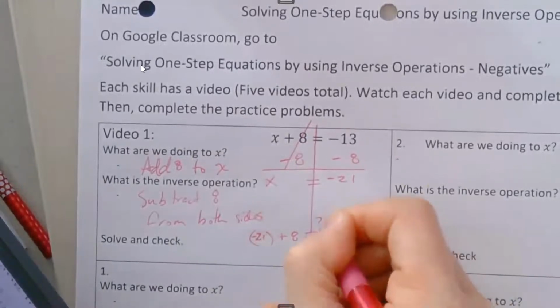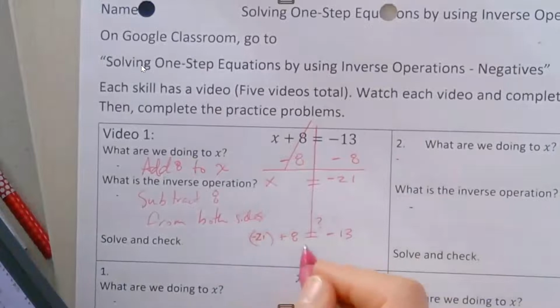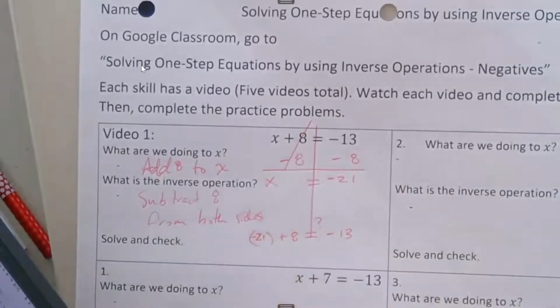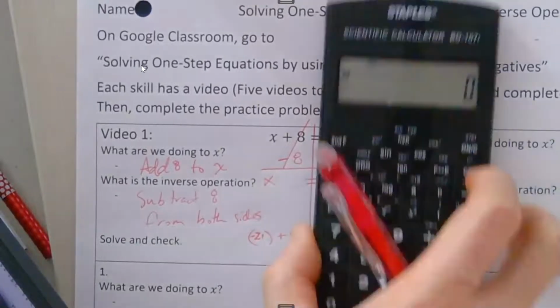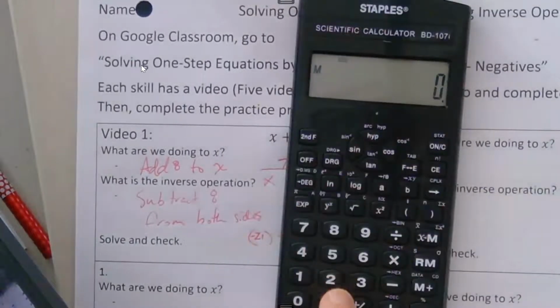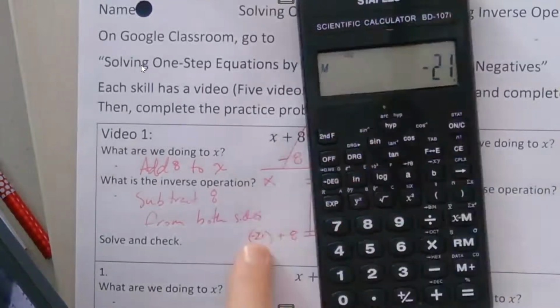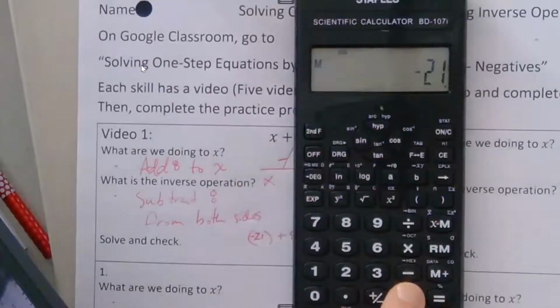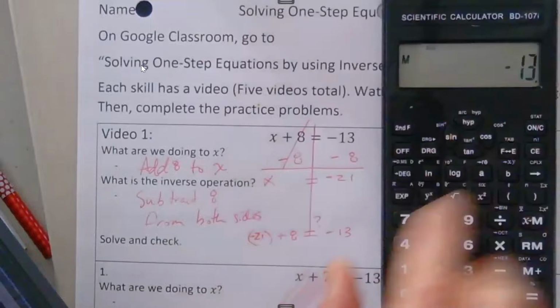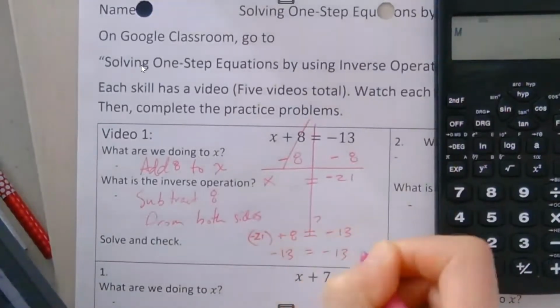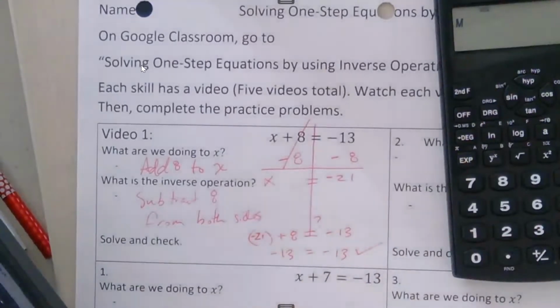So we're asking the question, does negative 21 plus 8 equal negative 13? Let's do it. So negative 21, we're going to do the number 21 and make it negative. See the negative there. Negative 21 plus 8 is negative 13. So that means negative 13 equals negative 13. Correct. Nice job.